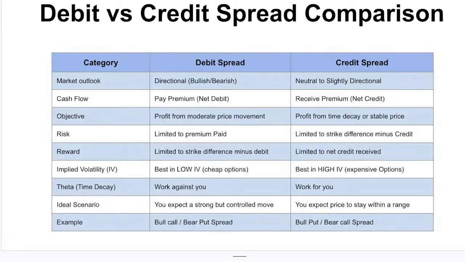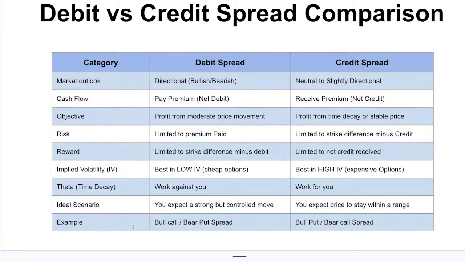Objective: profit from moderate price movement, versus profit from time decay or stable price. Risk: limited to premium paid, versus limited to strike difference minus the credit. Reward: limited to strike difference minus debit, and for credit, whatever you get is the reward. Implied volatility: best to enter at low IV for debit, and best to enter at high IV for credit, so you want to sell premium at high IV. Theta: works against you for debit, works for you for credit.